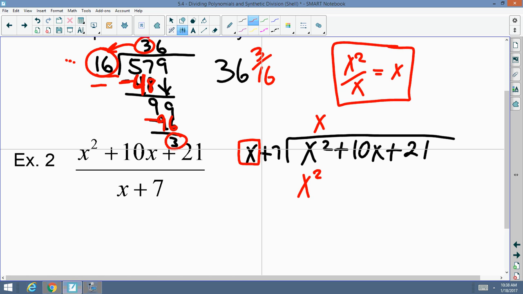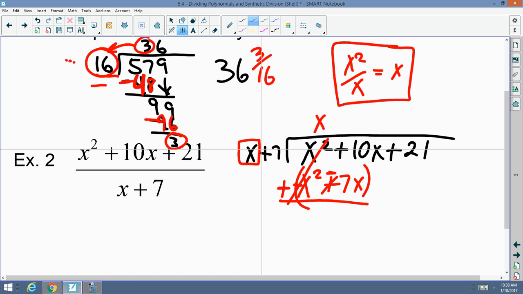Okay, and then x times 7? 7x. Now I've got to subtract this product. So when I subtract the product, this goes to a negative, and this goes to a negative, and the first term cancels. If your first term does not cancel, you messed up. Stop, redo it. I promise you, if the first term does not cancel, you made an error. Stop and redo it.